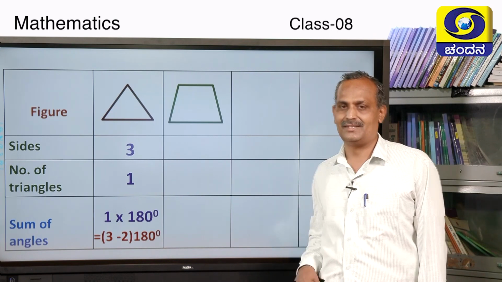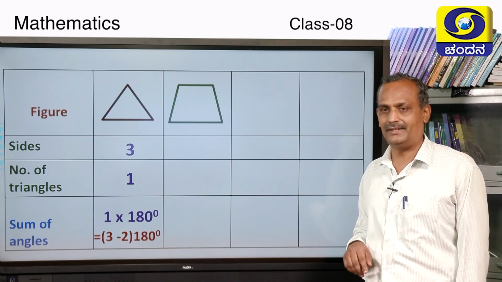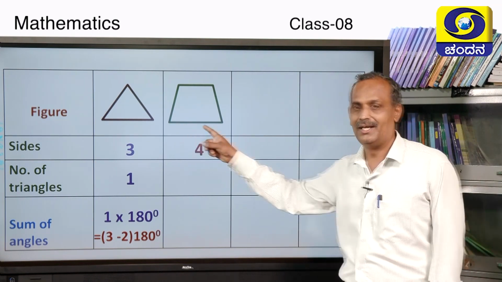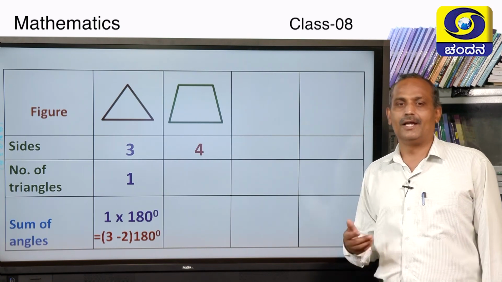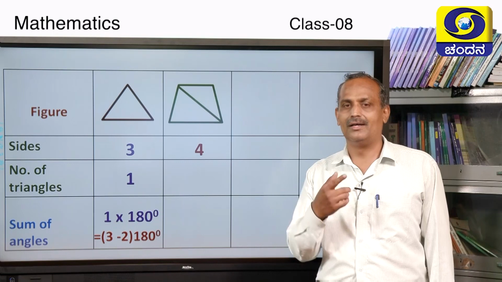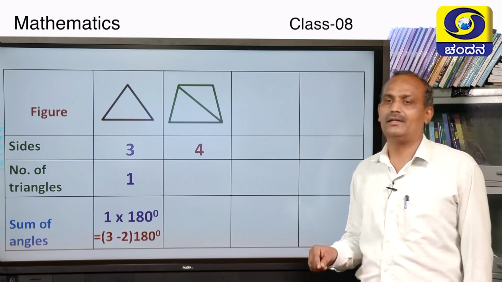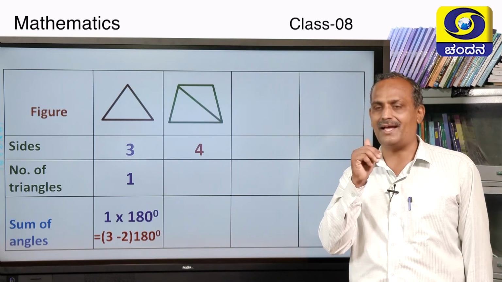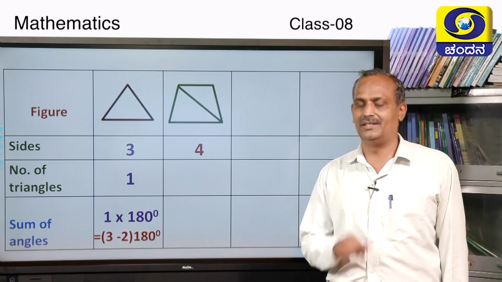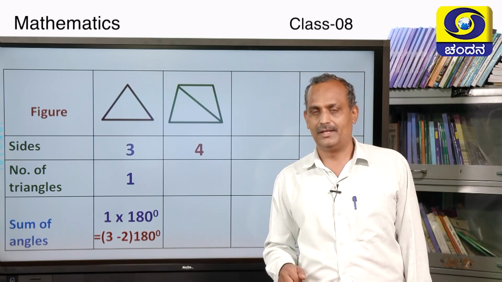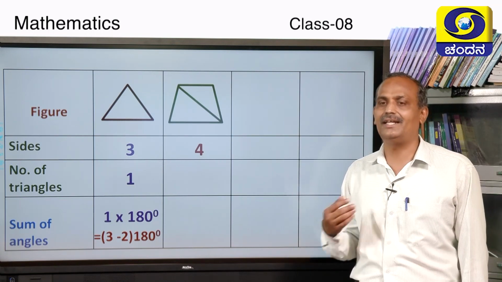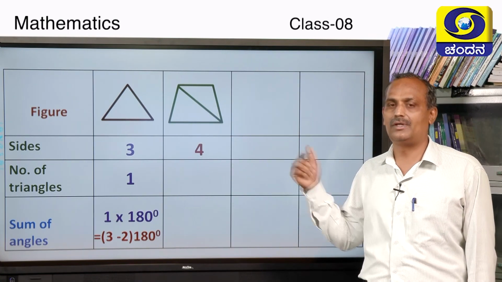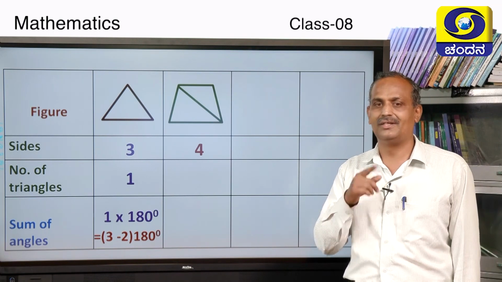How many sides does it have? It has 4 sides. Is it right? Now, what do you call this figure? We have studied it already. We call this figure a quadrilateral, right? Now, how many triangles can we draw? I will draw a diagonal here, and while drawing triangles, the lines should not cut each other. I have drawn a line here, so that I have got 2 triangles. The number of triangles formed in the figure is 2.